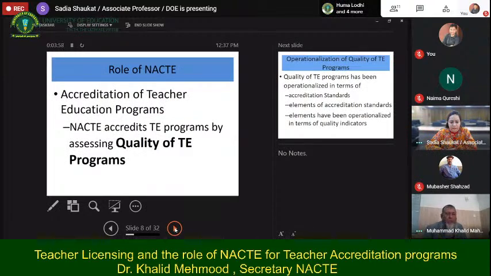Next, what is the role of NACTE? The role of NACTE is accreditation of teacher education programs. There are some accreditation bodies that accredit institutions, but the National Accreditation Council for Teacher Education accredits teacher education programs. And we assess the quality of teacher education programs being offered in universities. Next.